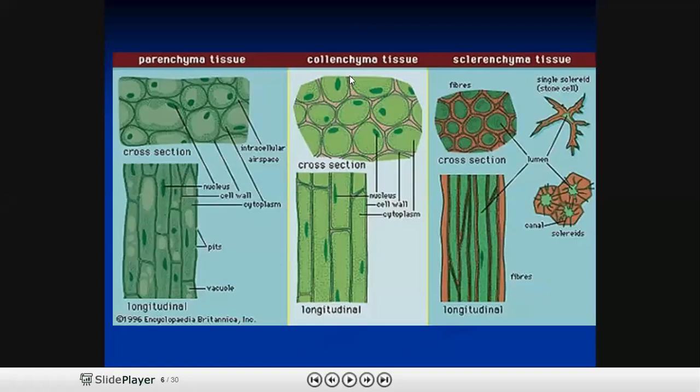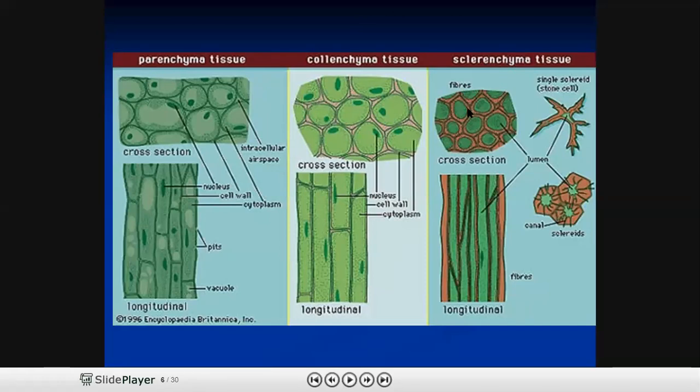Same here. This is the collenchyma tissue. This is the cross section, and here the longitudinal section. We can find cells that are smaller compared to parenchyma, with an irregular globular shape. Here is the cell wall, nucleus, and cytoplasm. That's the tissue system here. Next, this is the sclerenchyma.